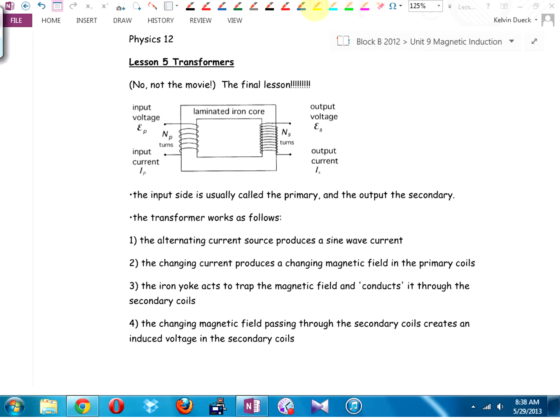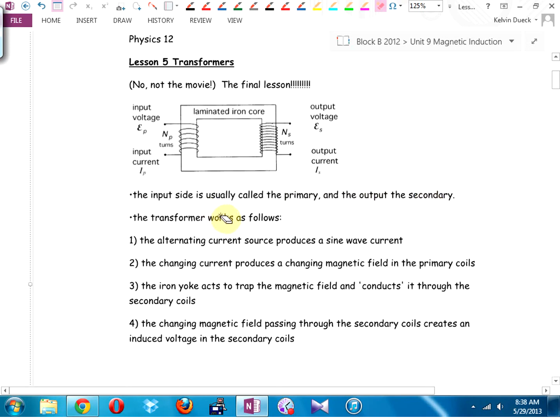So we have the primary and the secondary. We have an input voltage. We'll call that either EMF primary or V primary. We have an input current. We have a number of turns of wire. We have a secondary turns of wire. So let's walk through this. The input side is called the primary. Output is called the secondary. That's pretty easy to remember.